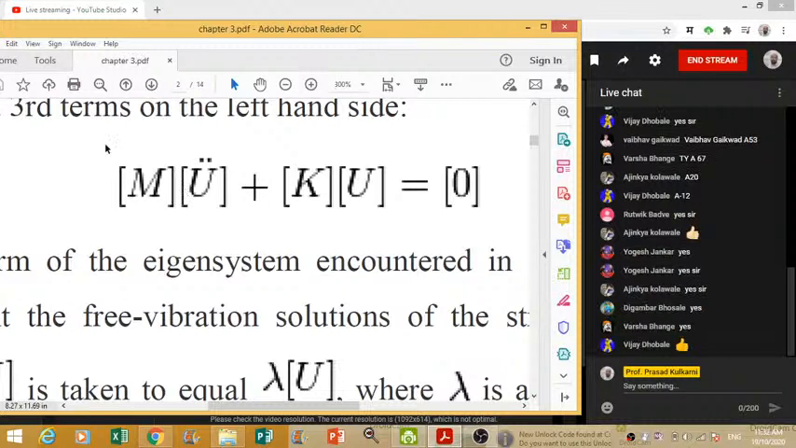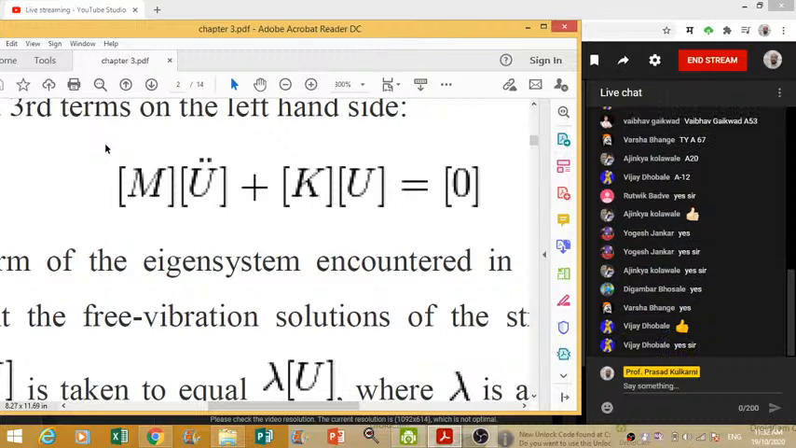Please understand this very important point in modal analysis. There is no external force applied in this type of analysis. M x double dot plus k x, or you can type u also, is equal to 0. This body is vibrating naturally, therefore there is no influence of external force.